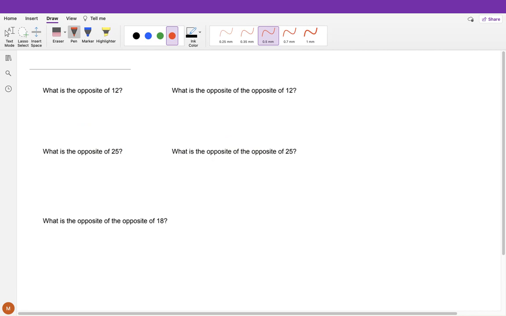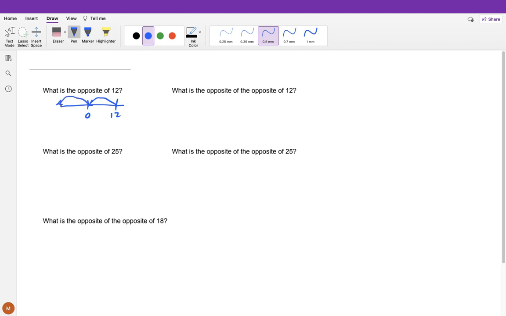And then we also learned opposites on the number line. So we know that when we're talking about the opposite of 12, well, if 12 is here, we're looking for the number that's the same distance away from 0 on the other side of the number line. So here it's 12 units from 0. So that means the other number on the other side that is 12 units away is our opposite. So negative 12 is the opposite of positive 12.